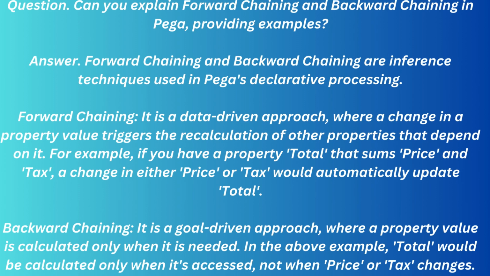Backward chaining. It is a goal-driven approach, where a property value is calculated only when it is needed. In the above example, total would be calculated only when it's accessed, not when price or tax changes.